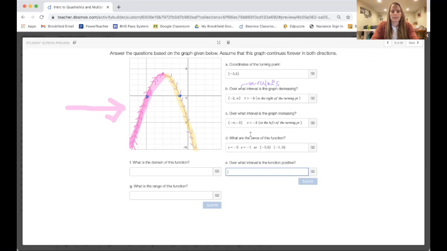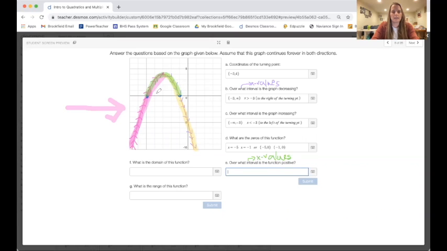Over what interval is the function positive? So again, it's asking over what interval. So that's talking about x values. So between what x values is the graph positive, or above the x-axis? So it is above the x-axis from here to here.